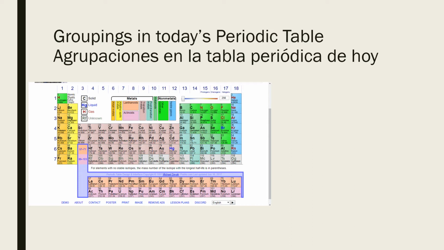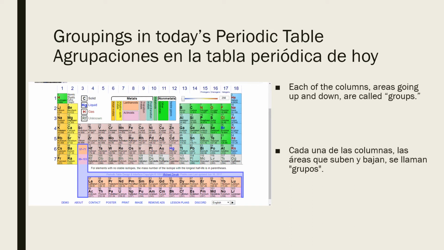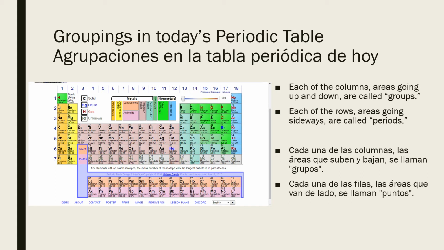Many of the groupings we use in today's periodic table of the elements are similar to Mendeleev's periodic table. We have since discovered many more elements, up to 118. Most of the elements on the left of the table are metals, whereas the ones on the right are nonmetals. We'll discuss these terms later. Each of the columns, areas going up and down, are called groups. Each of the rows, areas going sideways, are called periods.